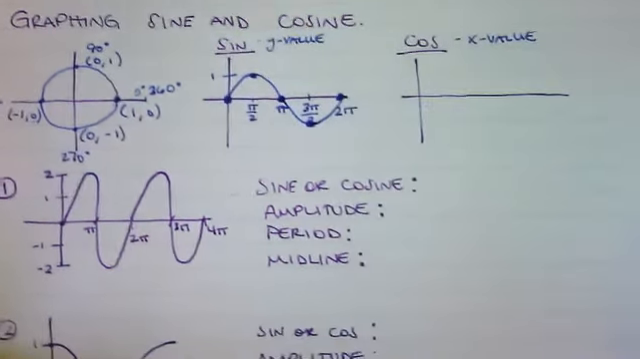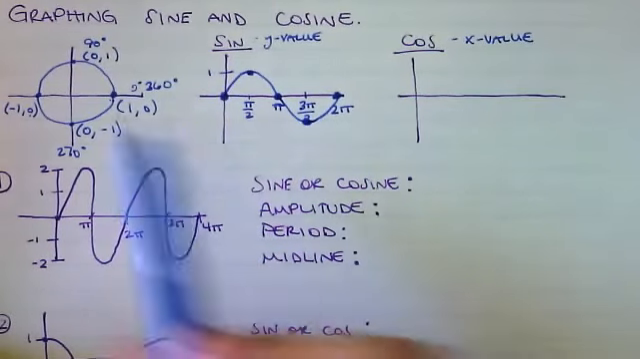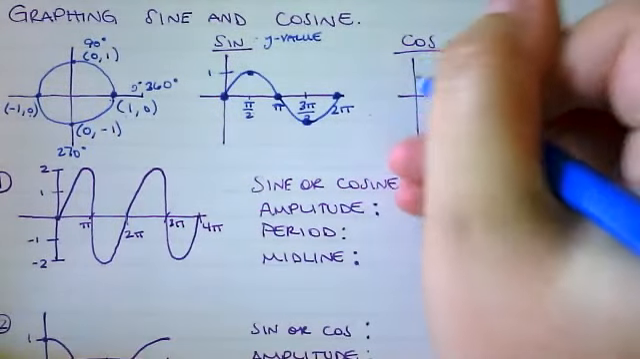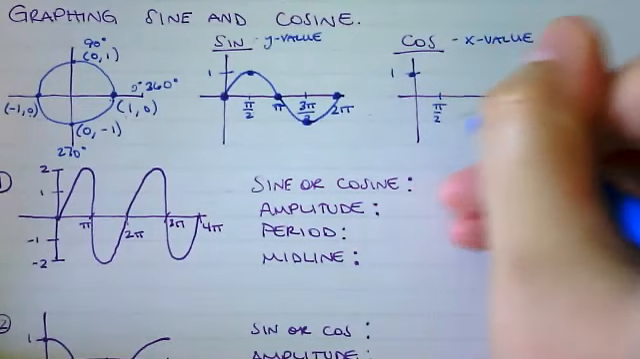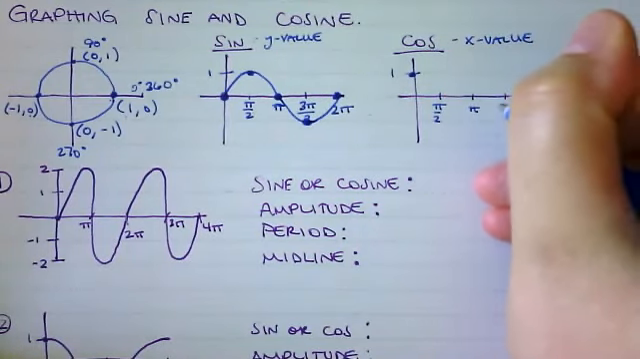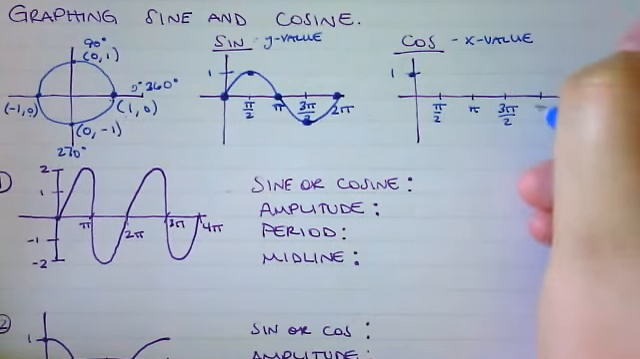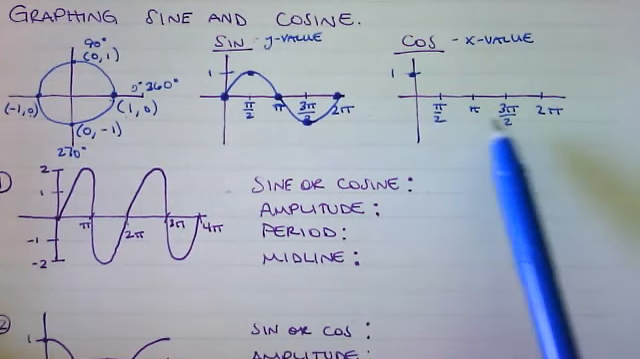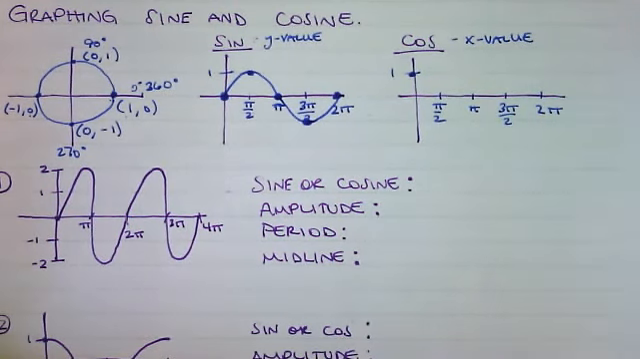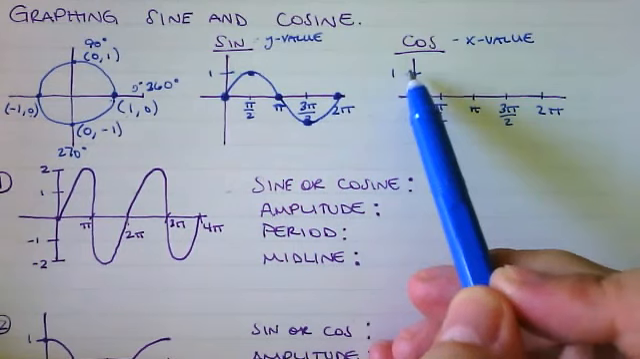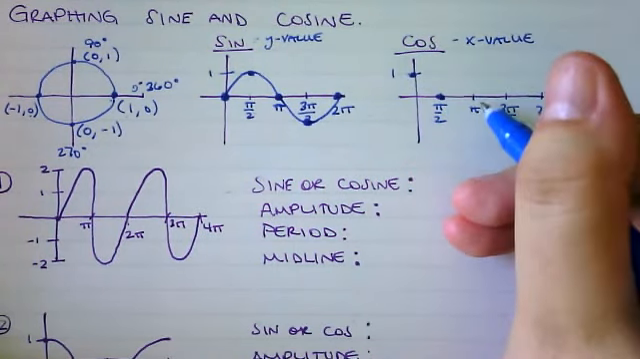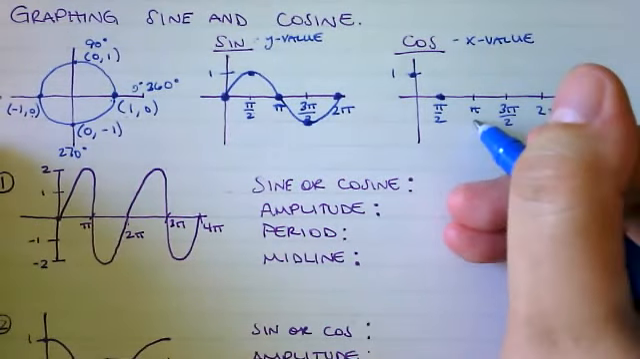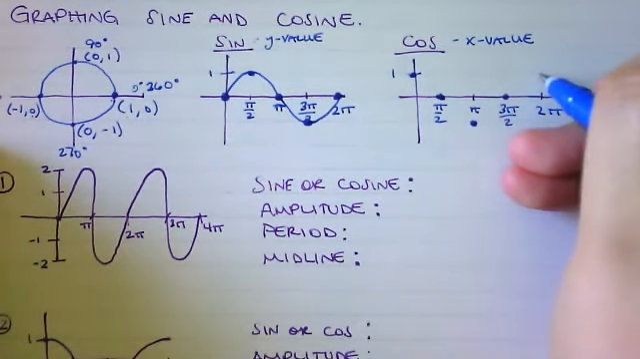So then cosine is going to be the same thing, except we're looking at the x values. So at 0, I'm at 1. So I start up here, and I still have my pi over 2, pi, 3 pi over 2, and then 2 pi. Okay, so I still have those values because I have my 90, 180, 270, 360. So I'm starting at 1. At 90 degrees, I'm at 0. At pi, 180 degrees, I'm at negative 1. And then I just follow those values.